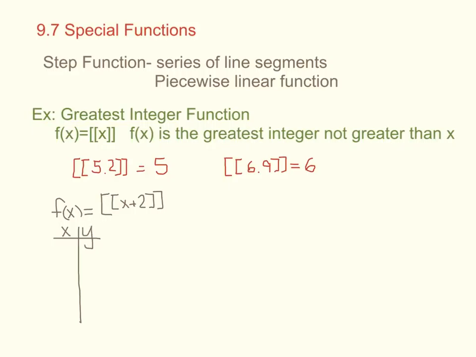So for example, I might have 0, I might do 0.25, I might do 0.5, I'm going to do 1, I could do 1.5, I'm going to do 2. If we need more, we can add some more in there. And actually, I'm going to change this from a y up here. I'm going to say this is what x plus 2 is. And then I'm going to say, this is what the greatest integer function of that is.